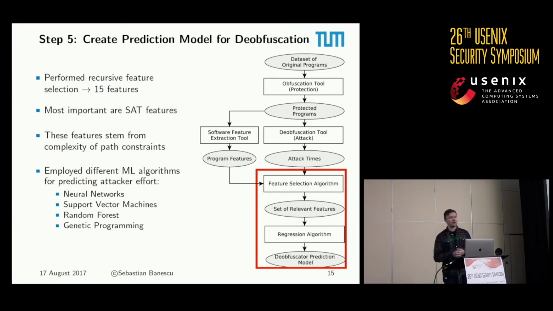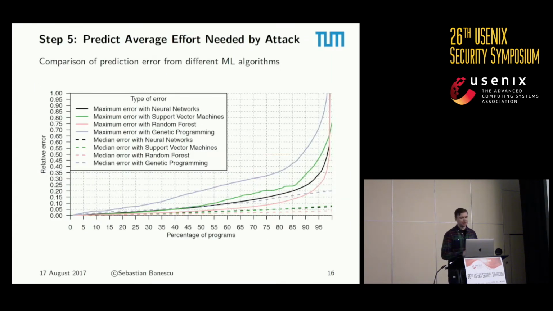Afterward, we employed 4 machine learning algorithms for building these prediction models: neural networks, which are very popular nowadays, support vector machines, random forest, and genetic programming. And we obtained the following results. On the horizontal axis, you can see the percentage of programs in our data set, and on the vertical axis, you can see the relative error of prediction. So here we're trying to predict how much time the symbolic execution attack needs to break a certain obfuscation.